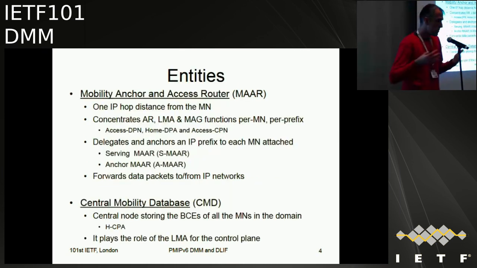In terms of entities, there are two types. What is called the mobility anchor and access router, which is the access router where the mobile node attaches, and is the one concentrating the access router, LMA and MAG functionality per mobile node per prefix. And is the one delegating the prefixes that are then anchored to the different mobile nodes and sessions. And then we have the centralized mobility database, which is basically kind of an LMA for the control plane.